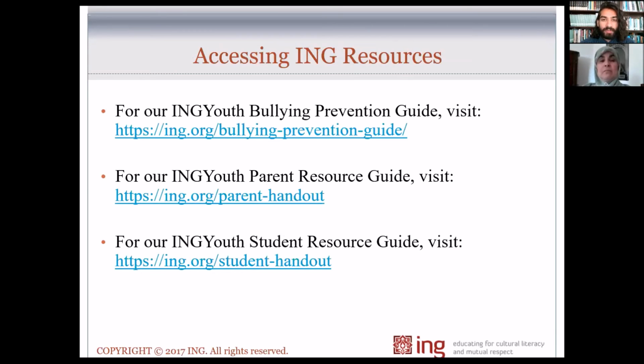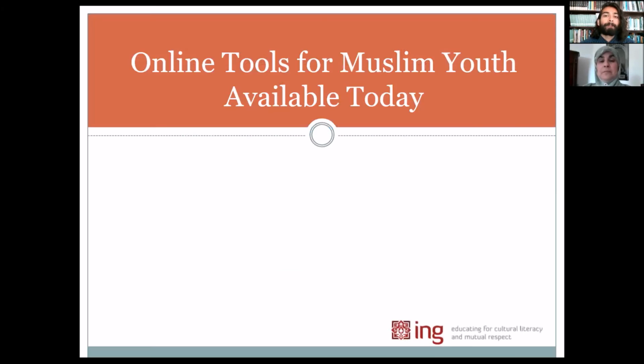And then we have 2 resource guides. The 2 resource guides are one-page handouts that can be put on a fridge. The parent one will speak about signs of your child being bullied and what to do about it. And then the student one looks at various types of bullying, how to identify it, how to recognize it, and then what to do about it. So again, we really recommend that you check these resources out, and they're available with the links featured here.